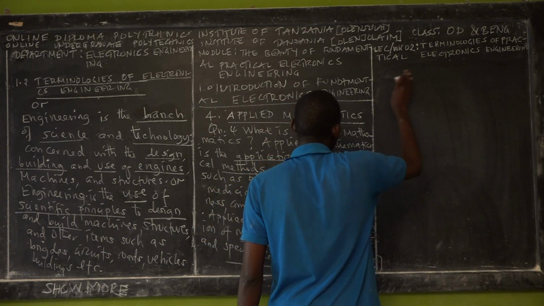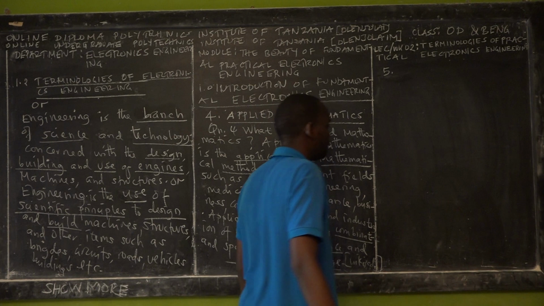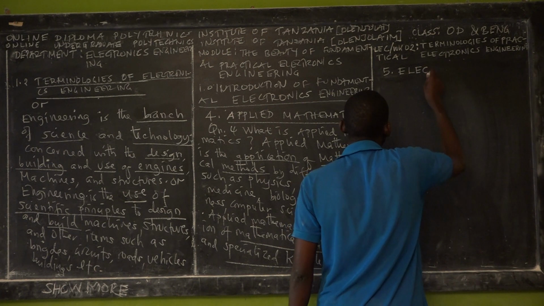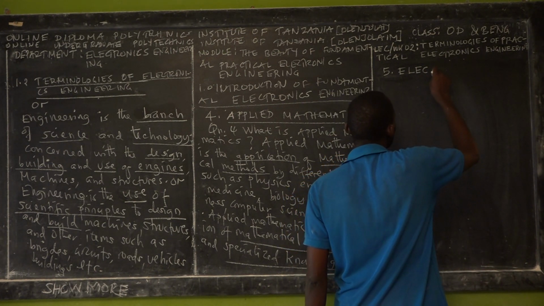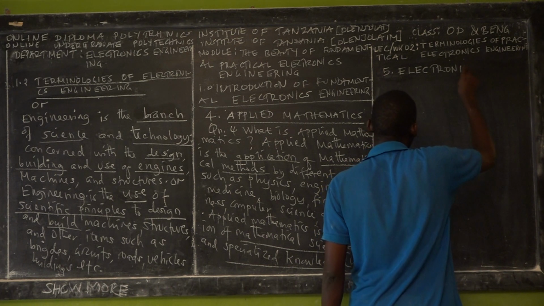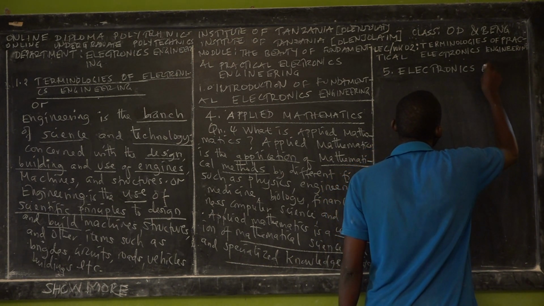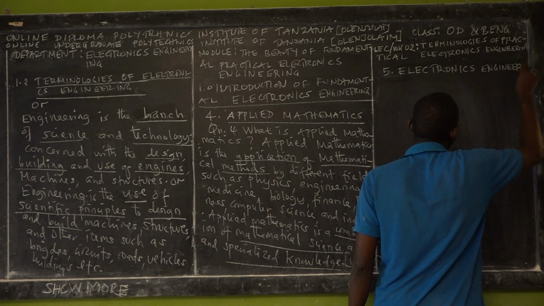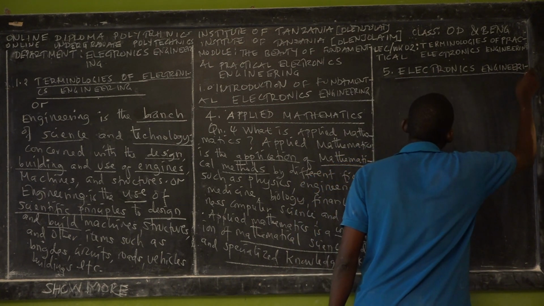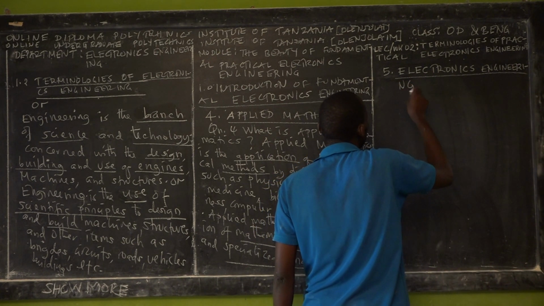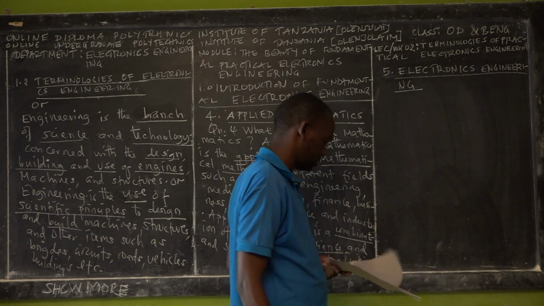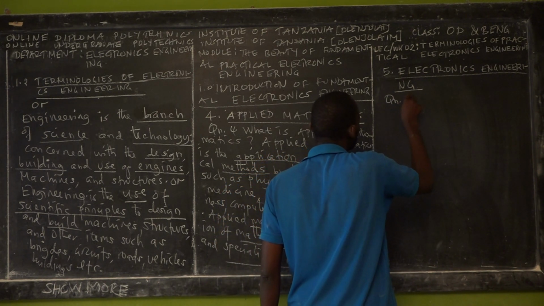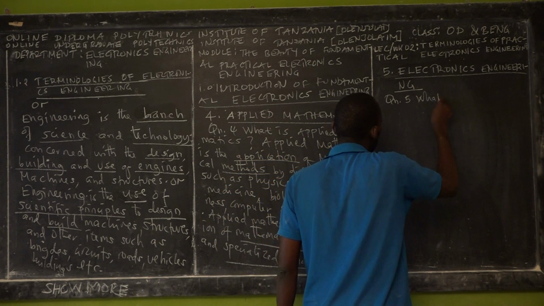If you have any question, don't hesitate to ask. The fifth terminology that you need to understand in this module of the beauty of fundamental practical electronics is electronics engineering. Now we know the definition of engineering, but let us narrow our engineering concept into electronics engineering. Say electronics engineering. Good. So the fundamental question, what is electronics engineering?